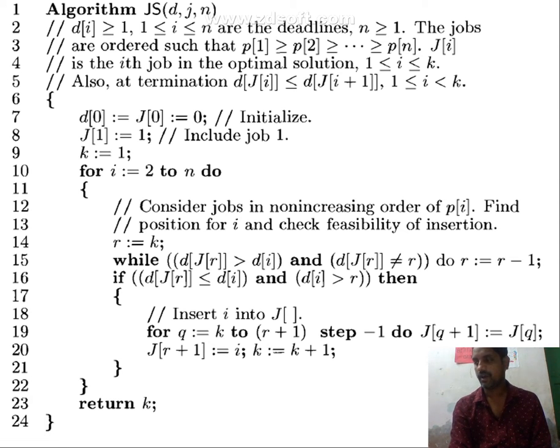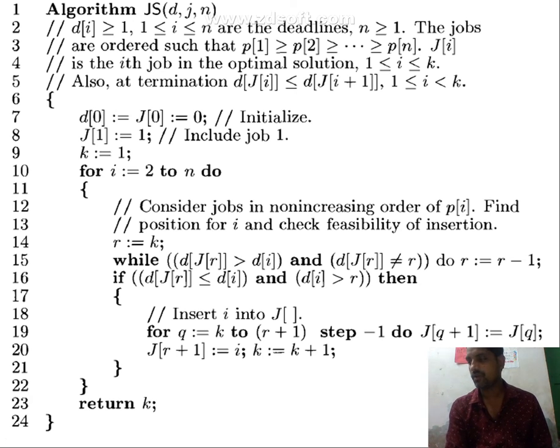Then if all the jobs in J union I can be completed by their deadlines, then J equals J union I. For example, R equals K, then while D of J of R is greater than D of I and D of J of R is not equal to R, do R equals R minus 1. Then if D of J of R is less than or equal to D of I and D of I is greater than R, insert into the job. Then for Q equals K down to R plus 1, step minus 1, J of Q plus 1 equals J of Q. That is the decrement of the job, which is why we assign step minus 1, the pseudo convention. Therefore J of R plus 1 equals I and K equals K plus 1.